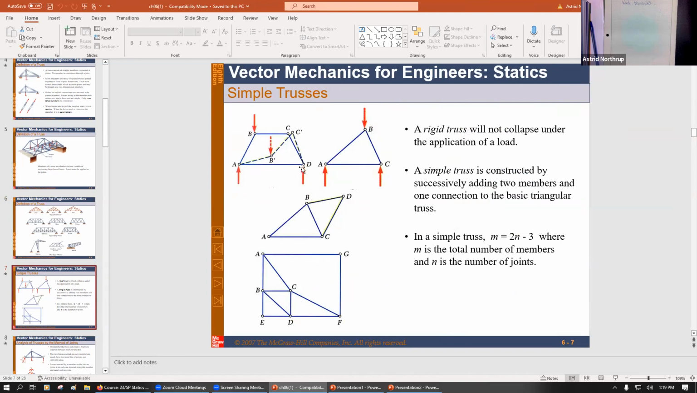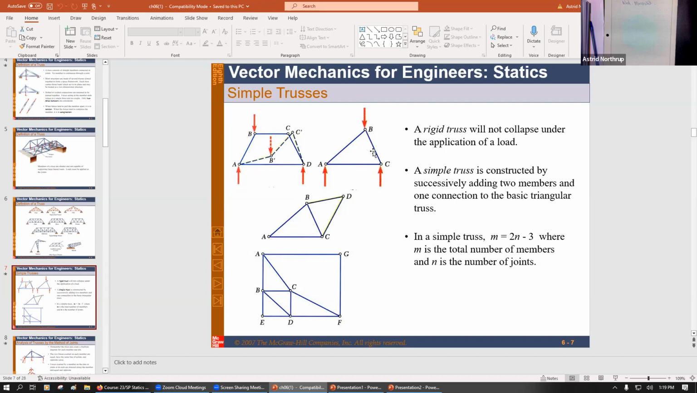If you look at it, if it's supporting its own weight at AD and you apply a compressive load at B, this is going to collapse. C is going to spread out a little bit. B is going to depress downward and to the right. So this is not a rigid truss.